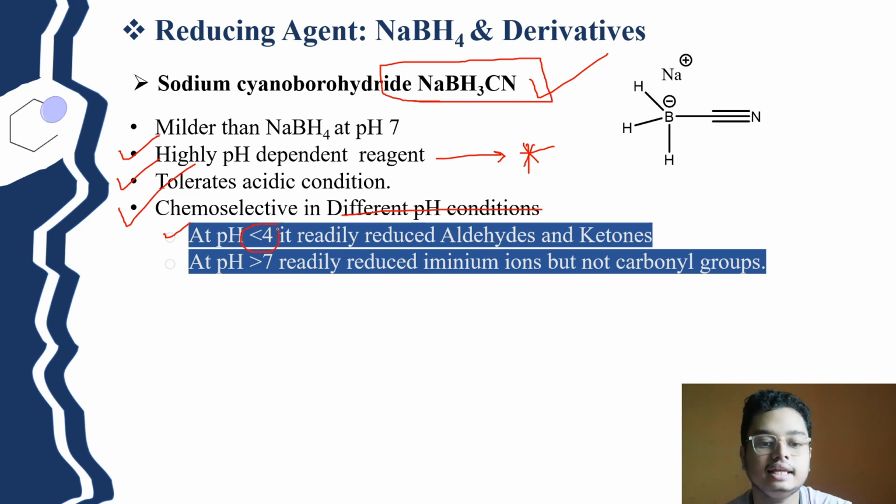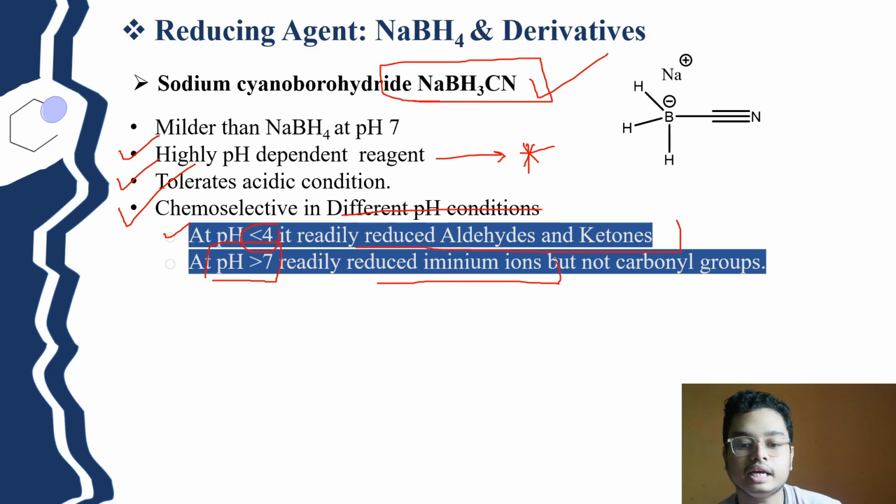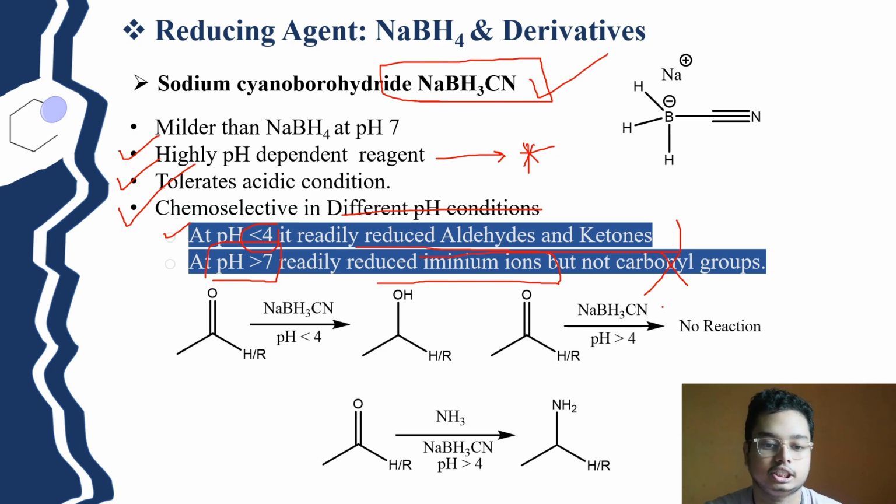And it also shows chemoselectivity at different pH conditions. At pH less than 4, in the highly acidic condition, it readily reduces aldehyde and ketone. But in the basic condition, when the pH is greater than 7, it reduces iminium ions only, but the carbonyl groups are not reduced at higher pH, or we can say in the basic condition.